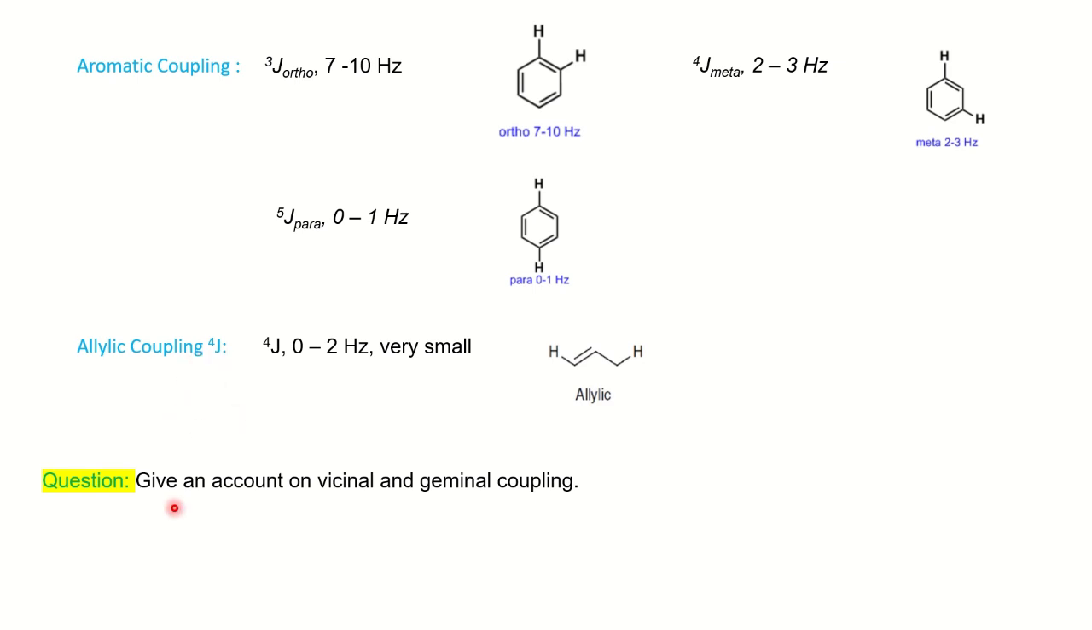You can find out the allylic coupling, and they ask a question in case of MSc students, that given a count on vicinal and geminal coupling. So we have discussed many examples. Geminal means 2J bond coupling, and vicinal is 3J bond coupling. We have seen 3J in alkanes, we have seen 3J in alkenes, and we have seen 3J in aromatic ortho. So you can take examples and explain nicely about the coupling.